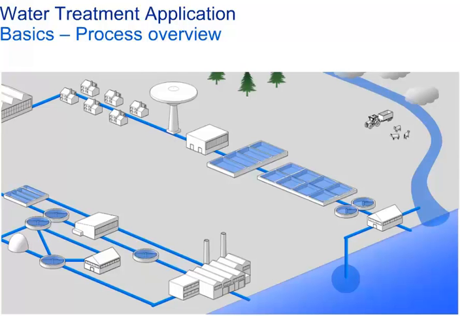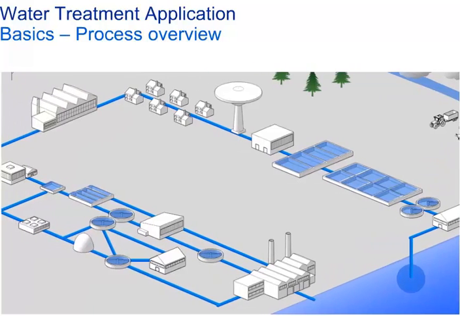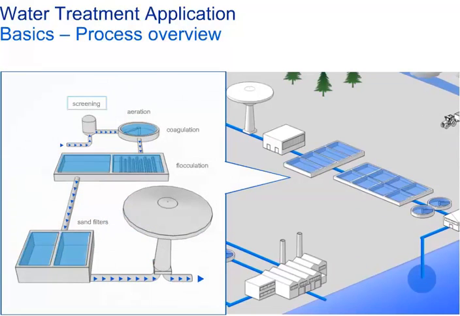Here we can see the entire drinking cycle from raw water intake through distribution or storage. Many water plants vary in specific applications, but basically screening, aeration, coagulation or flocculation, and sand filters are normally found in each and every plant. We will look at those in detail in further slides.